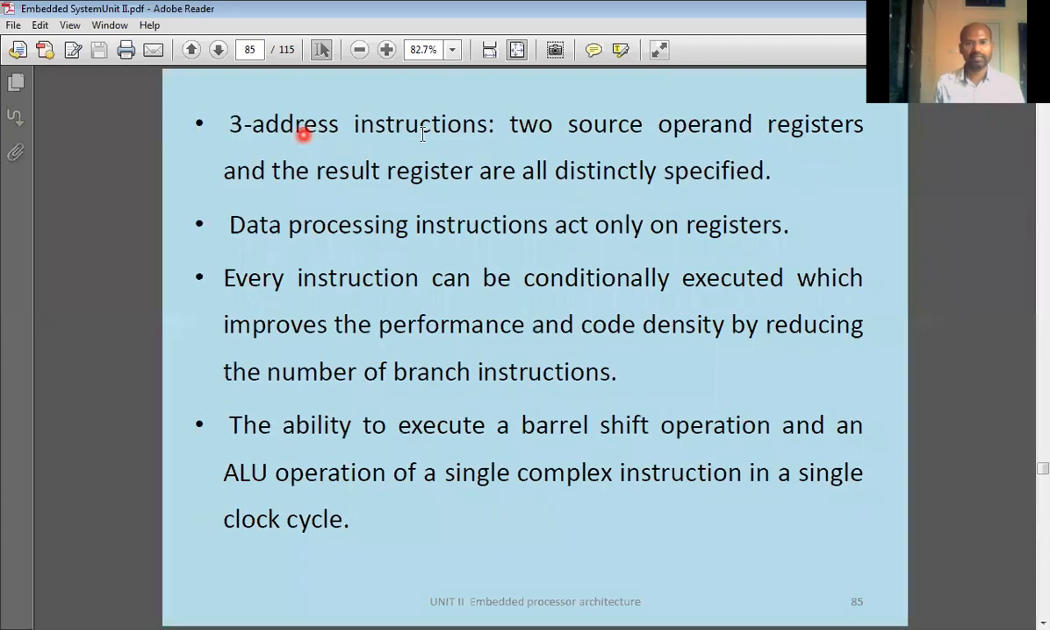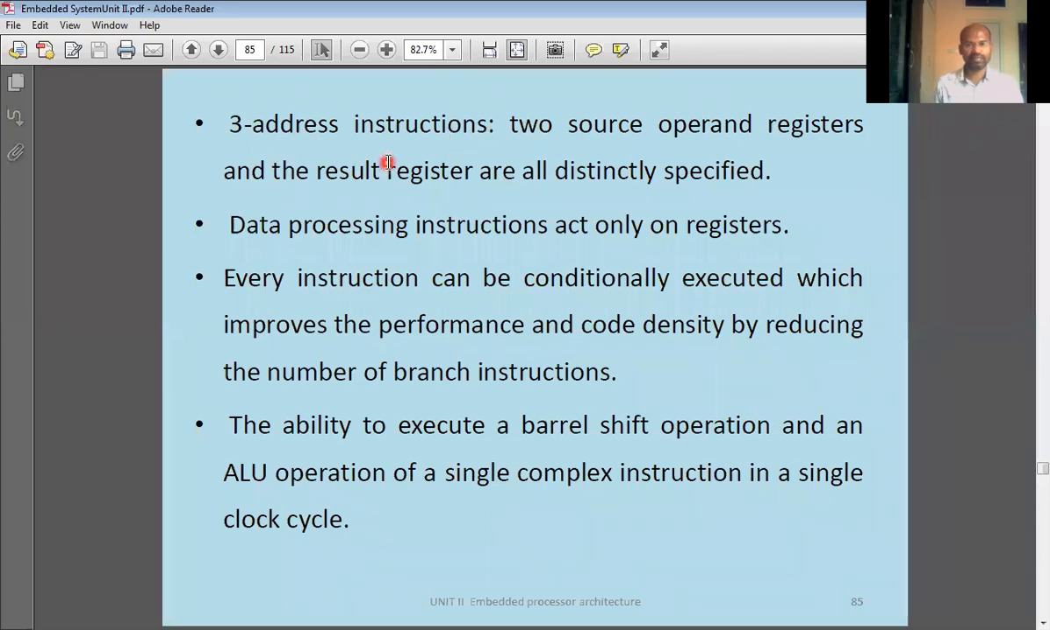Next, 3 address instructions: 2 source operand registers and the result register are all distinctly specified. We will see when we say move R1 R2 or add R1 R2 R3. R1 means the destination register, R2 R3 are the source registers. It means the contents of R2 are added with the contents of R3. That result is stored in R1.